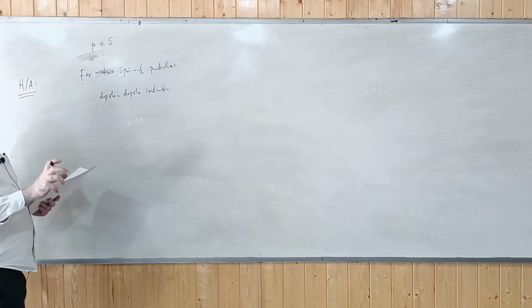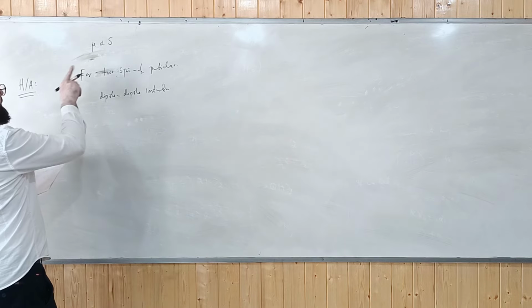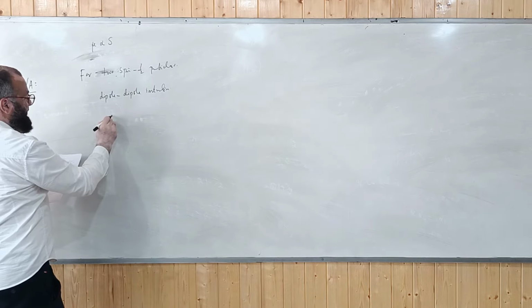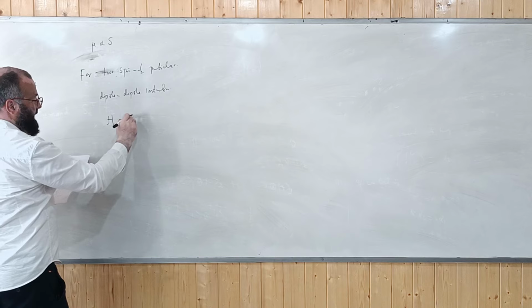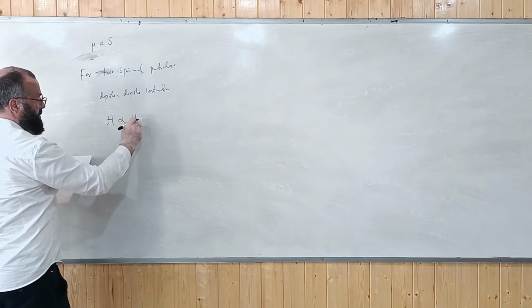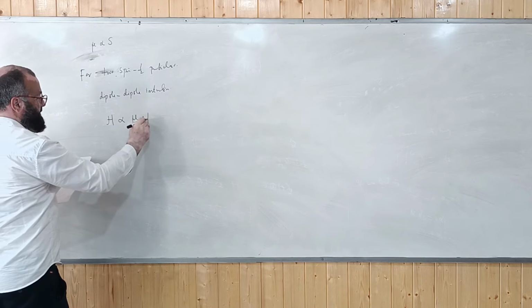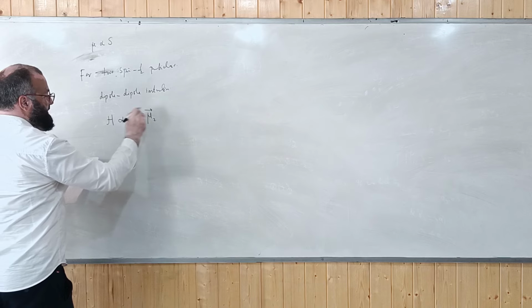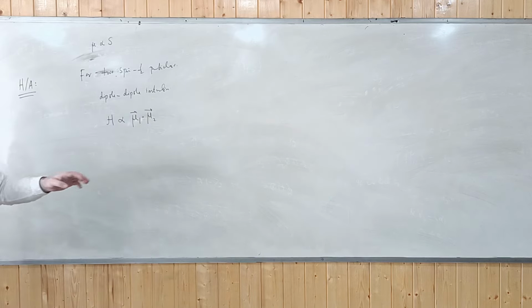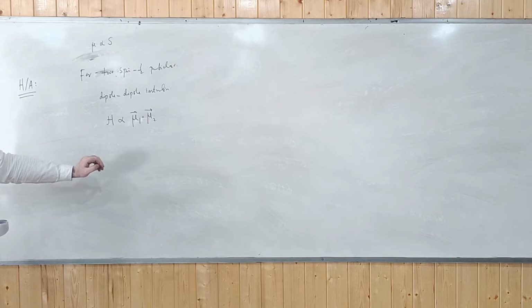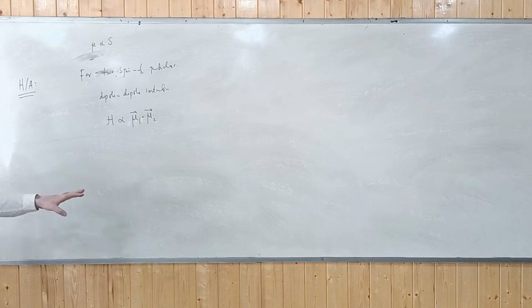So dipoles due to this spin angular momentum. Let's write that as the Hamiltonian. That can be proportional to the dipole moment of spin 1 dot the dipole moment of spin 2. Clear? Is that true? Can I write it like this? Is this a dipole interaction? Is this? You sure?